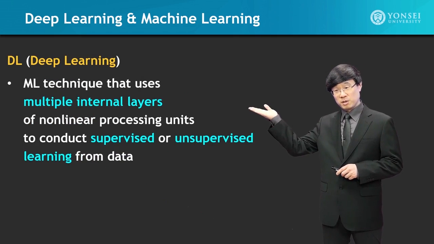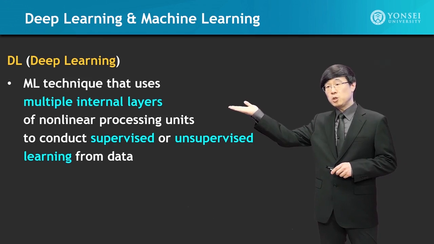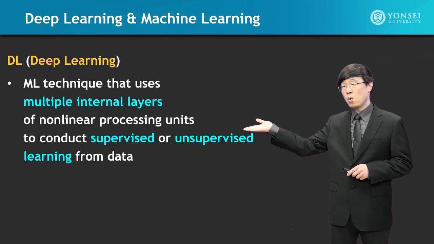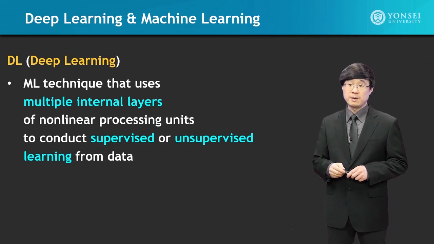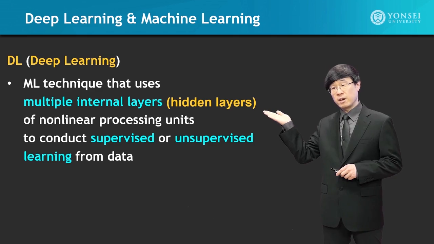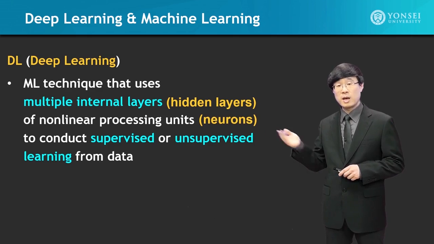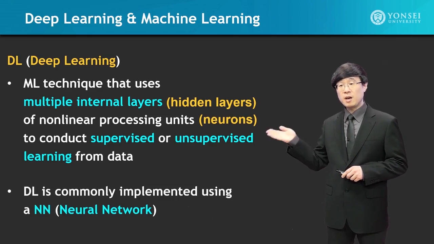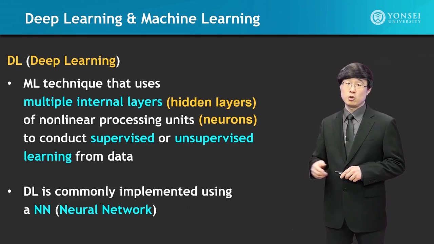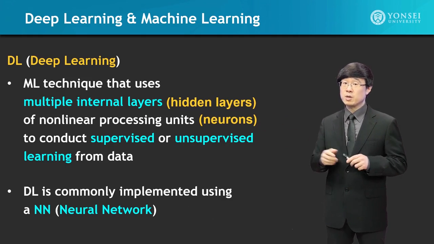Then we focus on deep learning. Deep learning is a machine learning technique that uses multiple internal layers of nonlinear processing units to conduct supervised or unsupervised learning from data. Now, the multiple internal layers are the hidden layers, and the nonlinear processing units are commonly the neurons that we will be using. This is because our deep learning technology is commonly implemented using a neural network. And that's where the concept of the neurons and also perceptrons will come from.